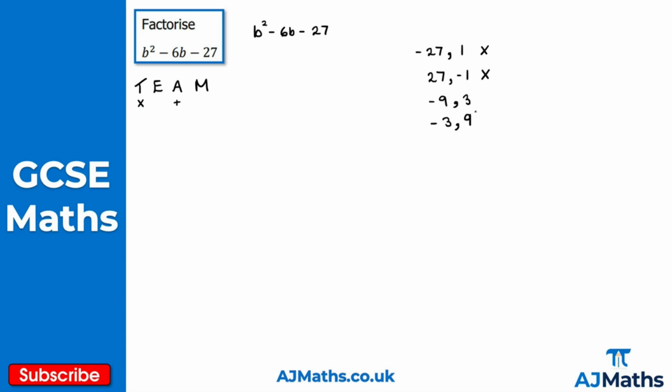Working our way now through the next pair here of minus 9 and 3. So minus 9 times 3 gives us minus 27. Perfect. And then when we add these together, minus 9 plus 3 gives us minus 6. Perfect. We found the correct choice here. We've got the pair of numbers here.